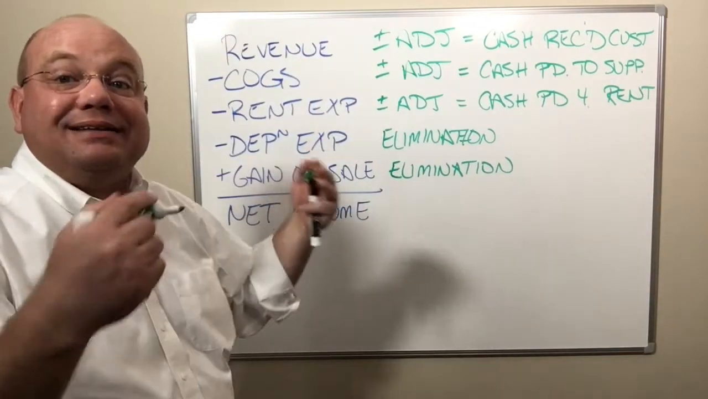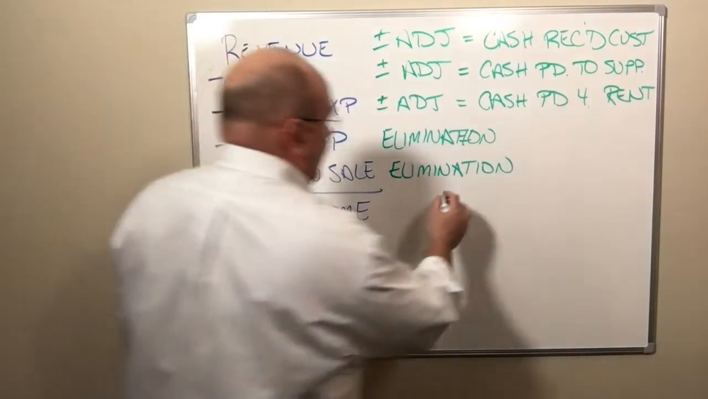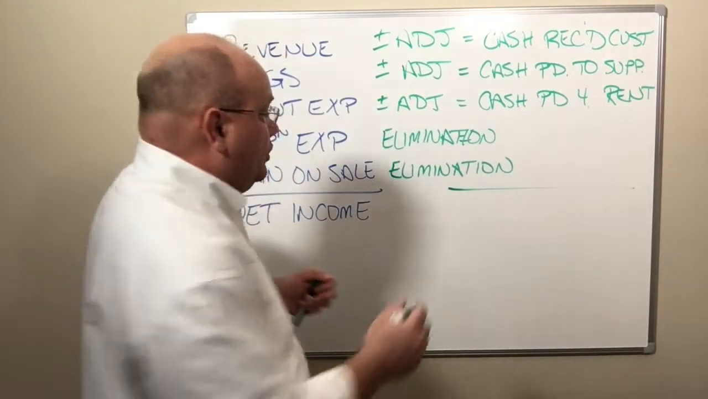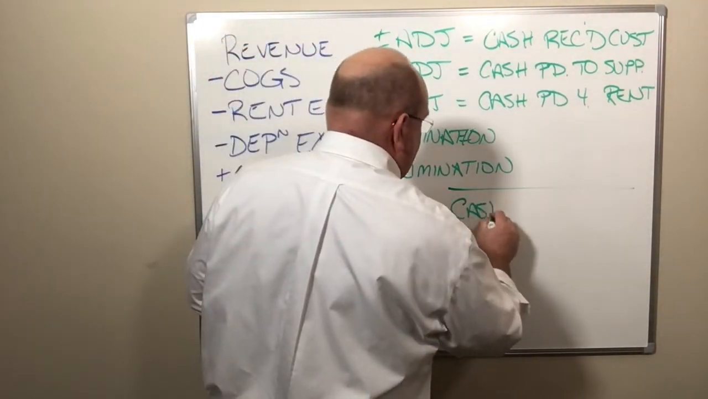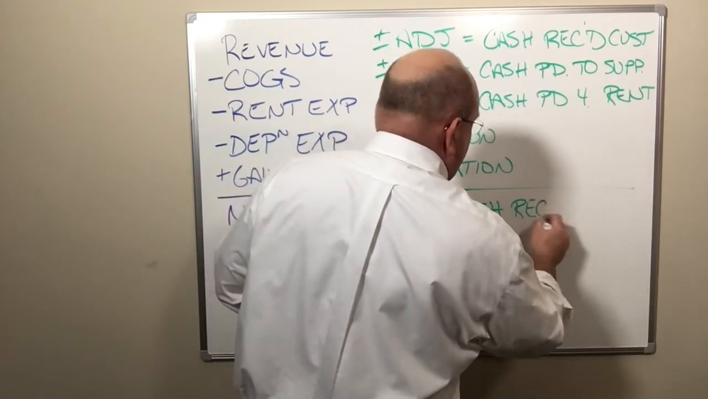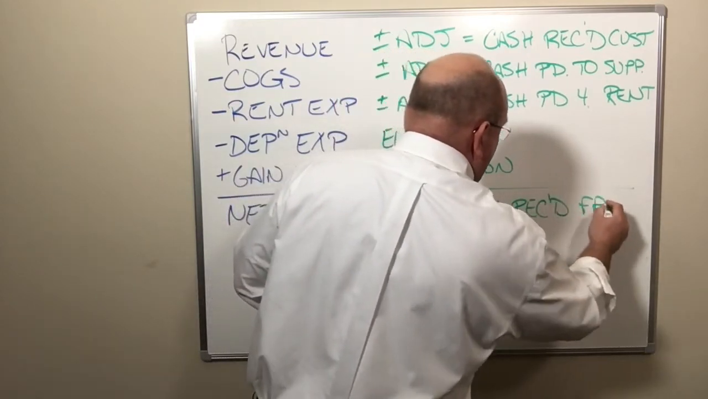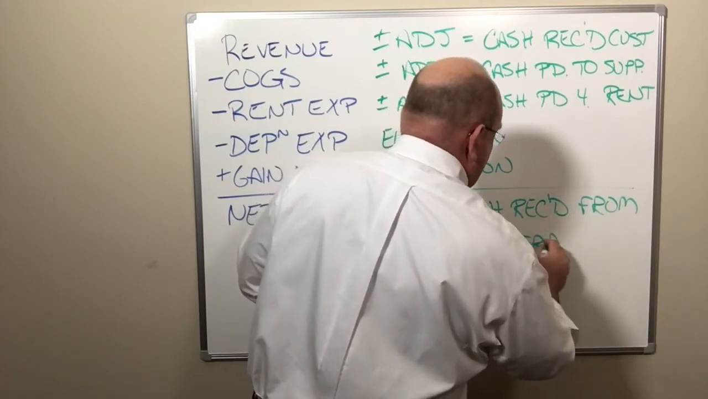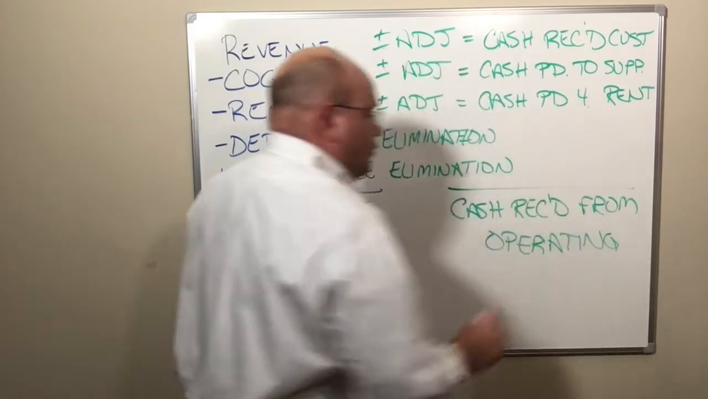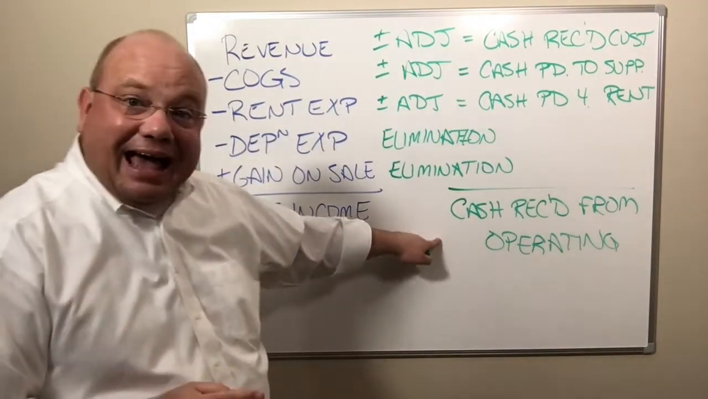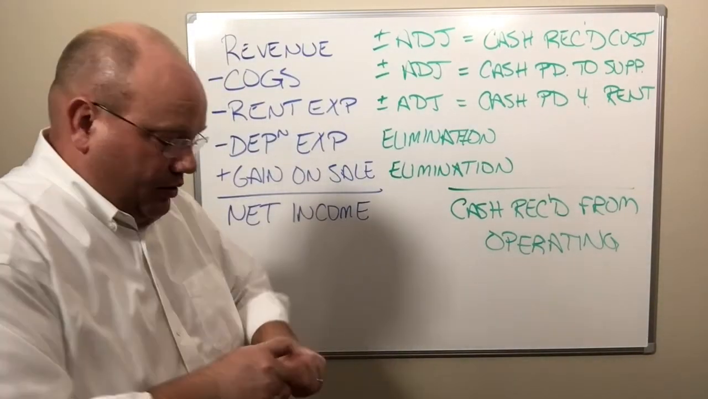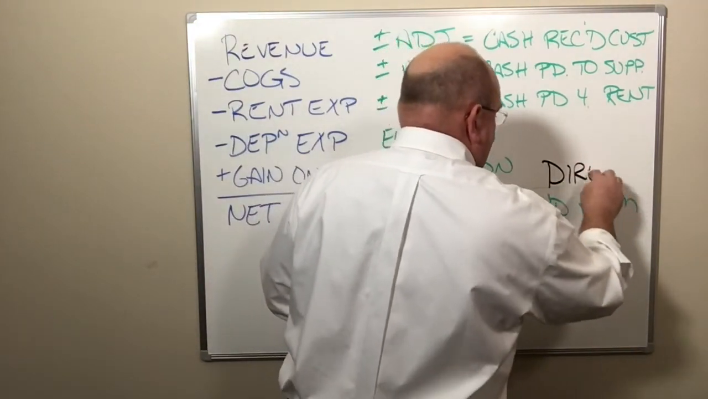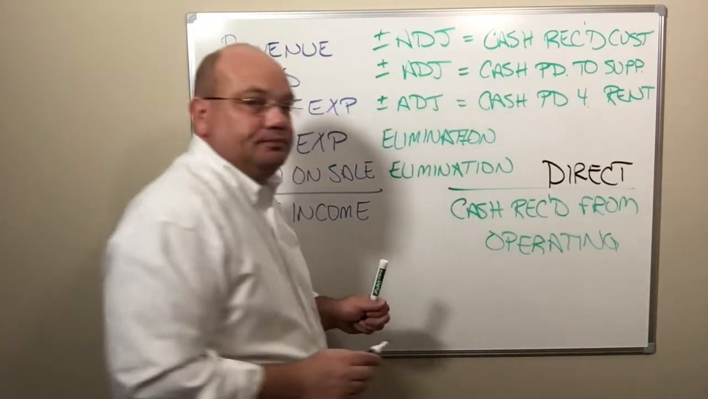So we're going to go through every line in the income statement and come up with a corresponding cash number. And all of that is going to lead us to, we'll be optimists and say it's a positive, cash received from operating activities. Cash received from operating activities. And that is the direct method. Okay, let's put that up here. This is the direct method.